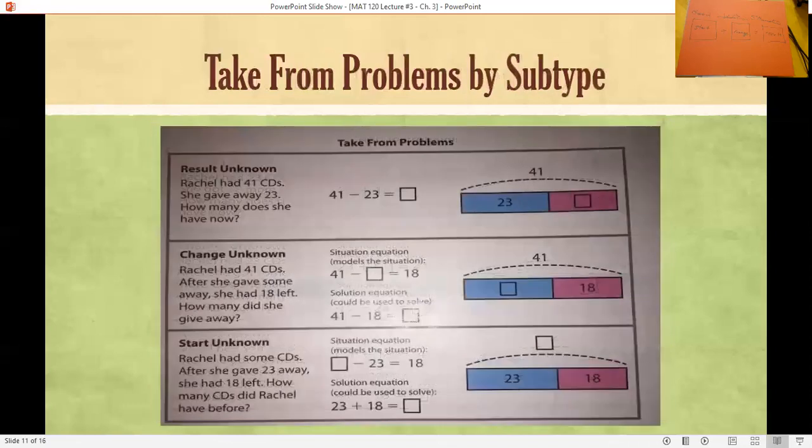The second type is called a take from. Now here's what we mean by a take from problem. Rachel had 41 CDs and then she gave away 23. Now how many does she have now? In this case, what's happening is our basic structure is not an addition structure, it is instead a subtraction structure. So for a little extra clarification, what does the subtraction structure look like?